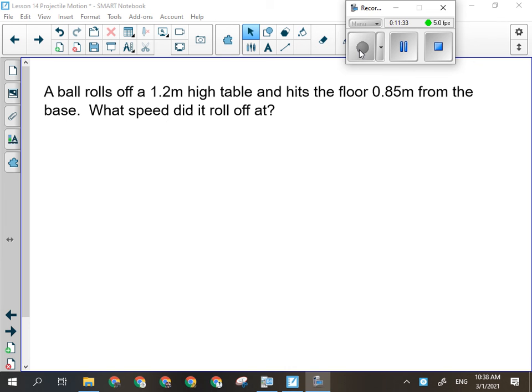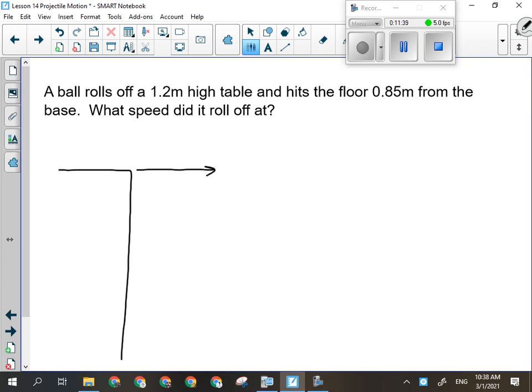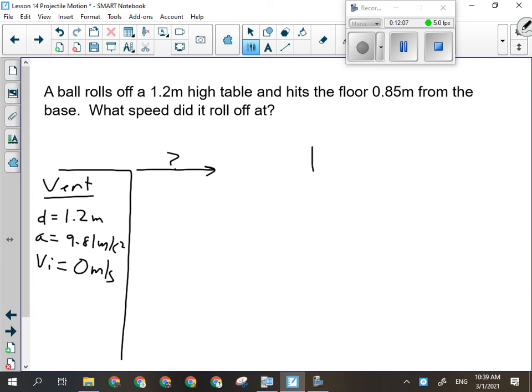All right, so with this one, we want to start off with just a drawing, okay, of a ball rolling off of a table. Okay, so the table we know is going to travel 1.2 meters vertically. It's going to accelerate at 9.81 meters per second squared. And its initial vertical velocity is what? 0, because it rolls horizontally off the table. All right, so that's what we know vertically. Okay, we're looking for this. How fast did it roll off the table? Okay, so we're looking for horizontal v. We know horizontal distance is 0.85 meters.